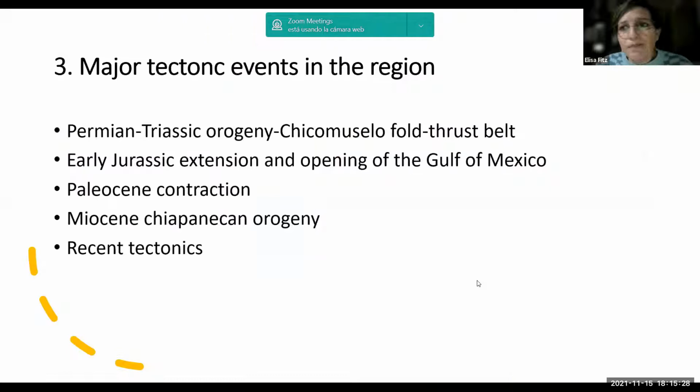And with that brief review, I'm now gonna move to point number three of my presentation, which is the longest, and includes a brief description of these different events that I just mentioned on the basis of stratigraphic analysis, which include this Permian Triassic orogeny, which gave place to the Chicomuselo fold and thrust belt, rocks that evidence the early Jurassic extension and then the opening of the Gulf of Mexico or are related to this event, Paleocene contraction, the Miocene Chiapanecan orogeny, and then a little bit about recent tectonics.